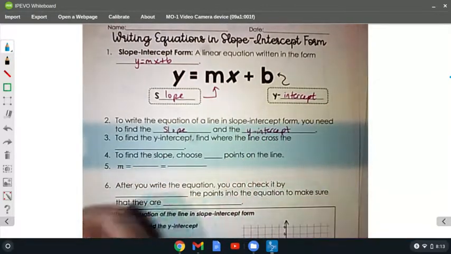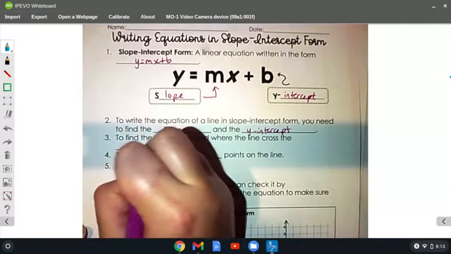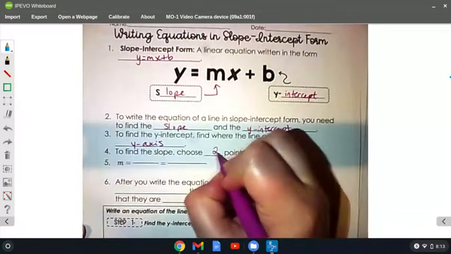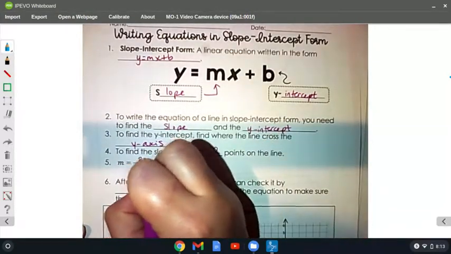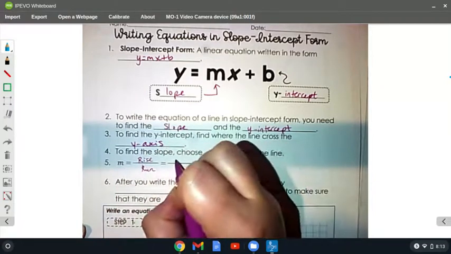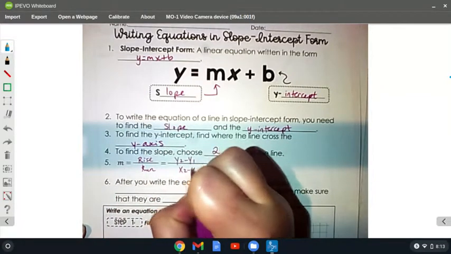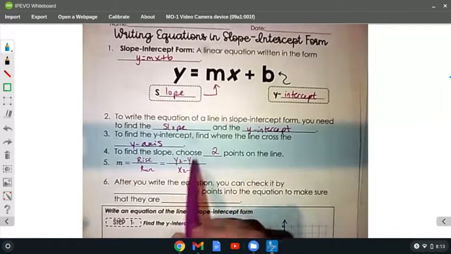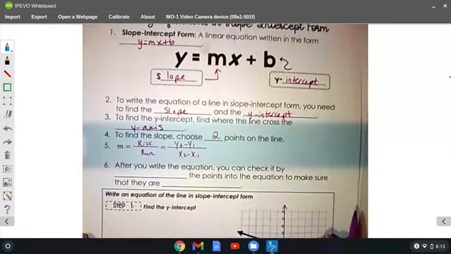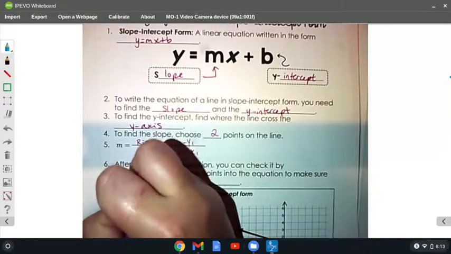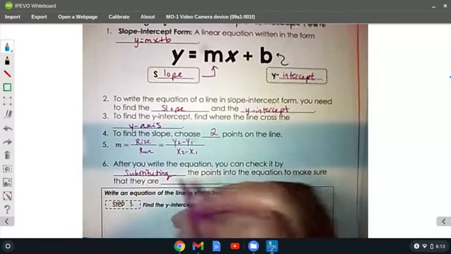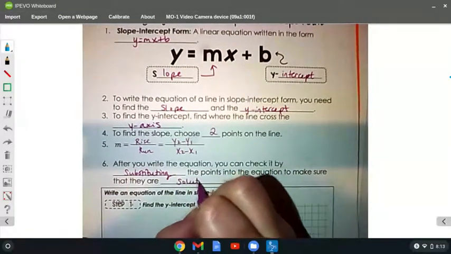To find the y-intercept, we just find where the line crosses the y-axis. To find the slope, choose 2 points on the line, and then we can either use rise over run by looking at the graph, or we can do y2 minus y1 over x2 minus x1. If we use 2 points, we can name them x1, y1, x2, y2, and use that formula for slope. After you write the equation, you can check it by substituting the points into the equation to make sure that they are solutions.